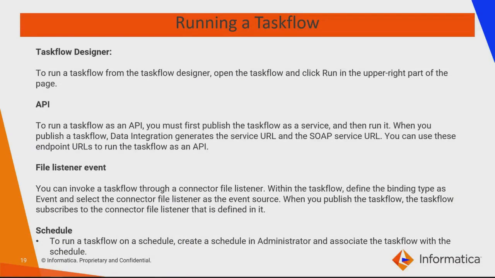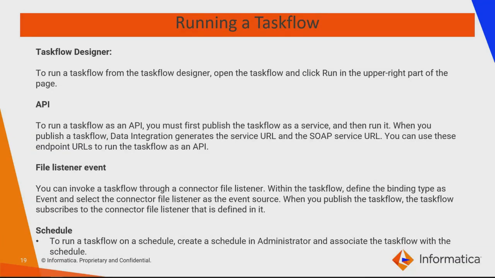There are many ways to run a task flow. One of the ways is by using Taskflow Designer and clicking on the Run button on the upper right corner of the task flow. This is a way of running a task flow by using the UI. The other way would be calling via API, wherein you can use a service URL, which is REST or SOAP, and invoke the service URL from clients like Postman or SOAP UI, and invoke the task flow by passing appropriate user credentials.